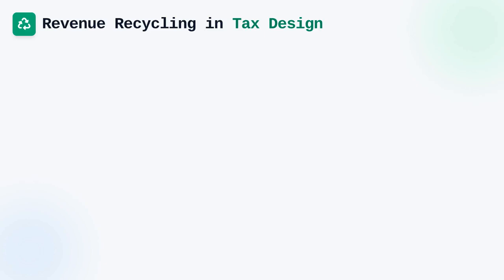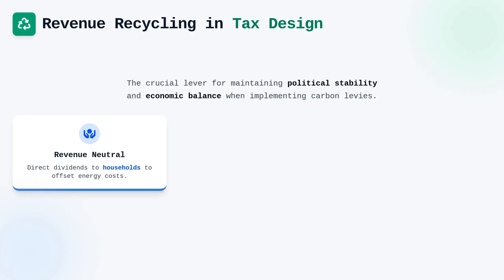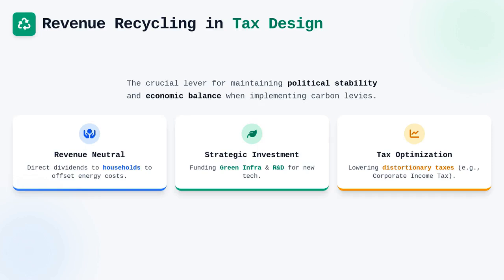The final component of tax design is revenue recycling, which acts as a crucial lever for maintaining political and economic stability. Governments often face the dilemma of how to handle the substantial revenue generated by carbon levies. One approach is revenue-neutral recycling, where the funds are returned directly to households through dividends, effectively offsetting the increased cost of energy for consumers. Alternatively, the revenue can be directed towards subsidizing green infrastructure, funding research and development for emerging technologies, or lowering other distortionary taxes, such as corporate income taxes.